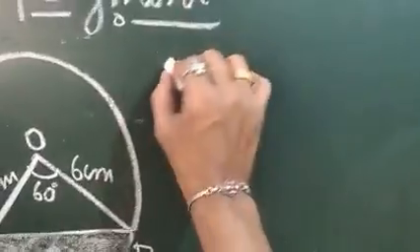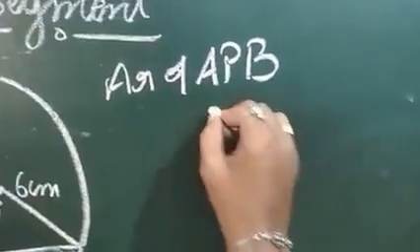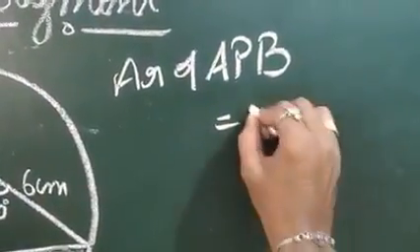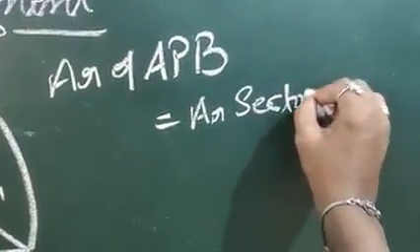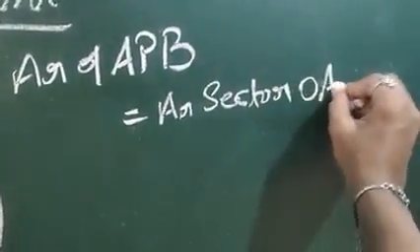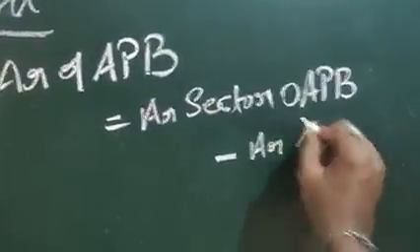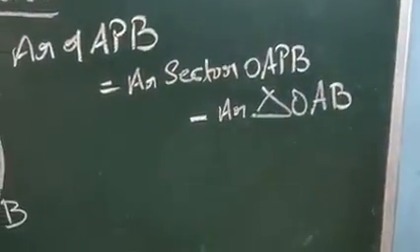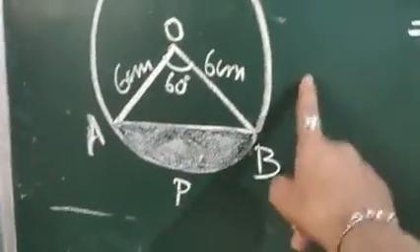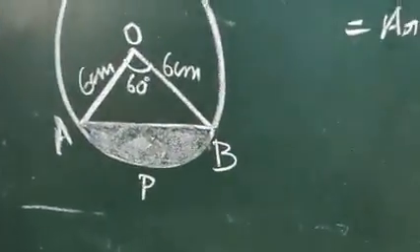Look here. Area of segment APB is equal to area of sector OAPB minus area of triangle OAB. See this diagram. From sector OAPB, if you subtract the area of the triangle, you will get the area of the segment. This is a very important step.